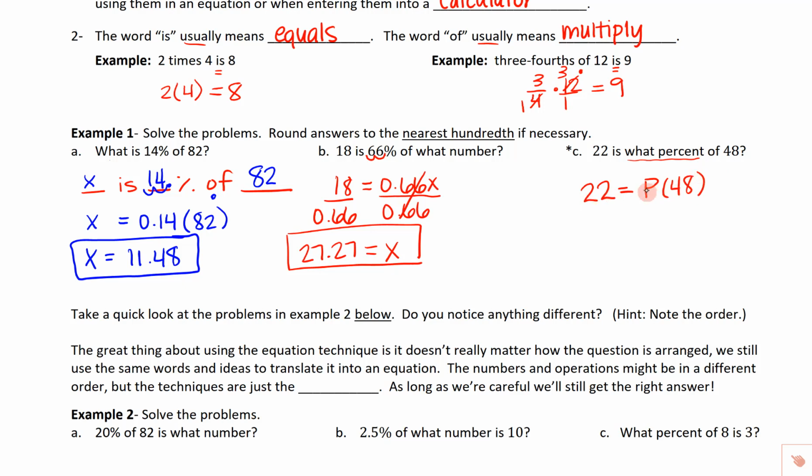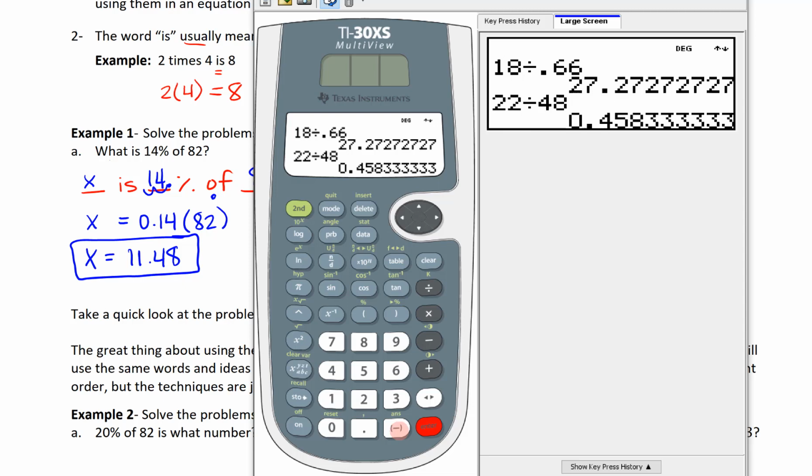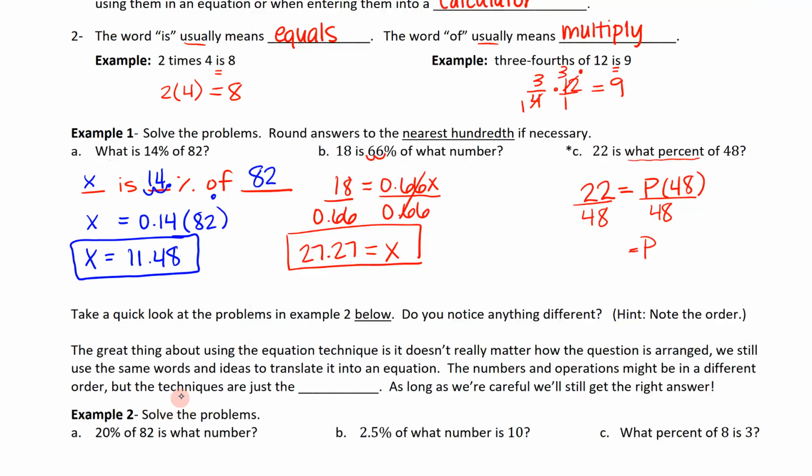Now, we want to get P by itself. So this is the same thing as saying 48P. So we're going to divide both sides by 48. And let's see what we get. 22 divided by 48. 0.4583 repeating. So I'm just going to write out a few of the numbers. So 0.45833. That's probably enough.